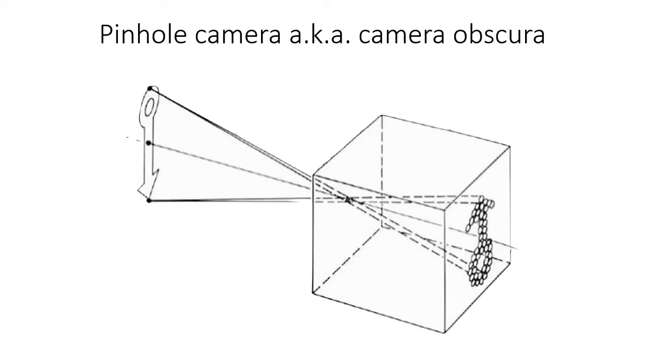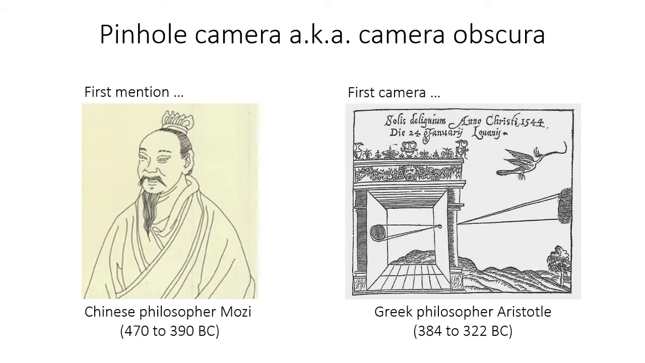Okay, let me explain the pinhole camera. The pinhole camera, also known as camera obscura, in other words, dark room. The pinhole camera was first mentioned by the Chinese philosopher Mozi, and the first camera was invented by the Greek philosopher Aristotle.